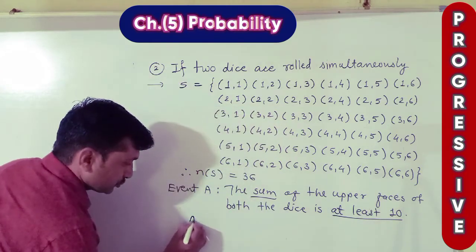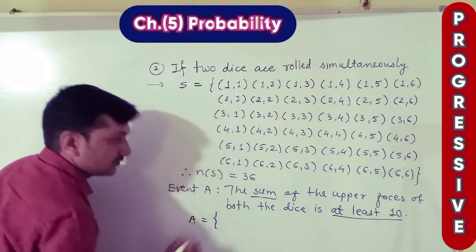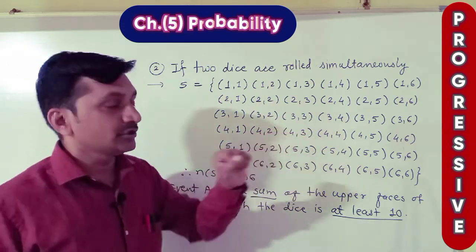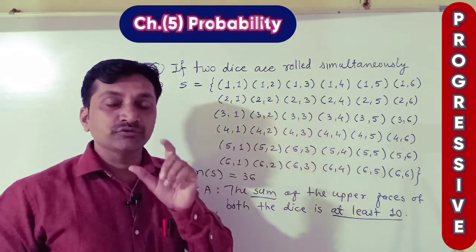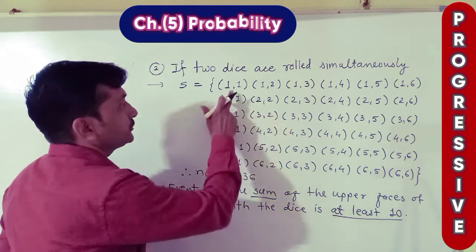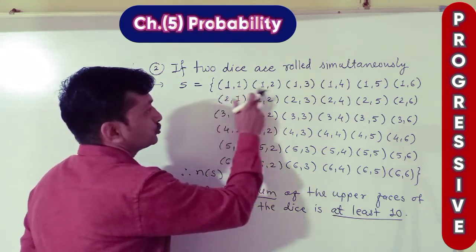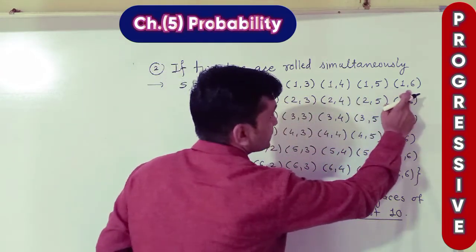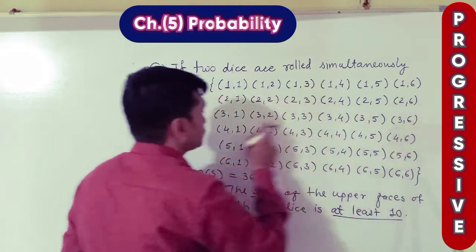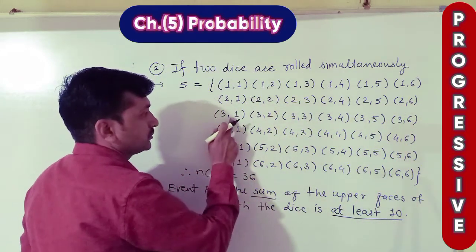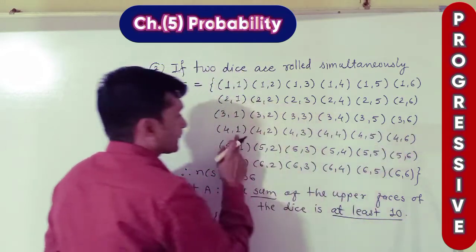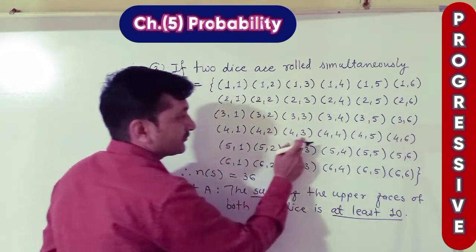A is equal to, in curly bracket, now we have to find out from this sample space the brackets in which we get sum 10, 11, 12. Here the sums are 2, 3, 4, 5, 6, 7. Here the sums are 3, 4, 5, 6, 7, 8. We don't get it. We want at least 10. Here 4 plus 1 is 5, 6, 7, 8, 9, 10.